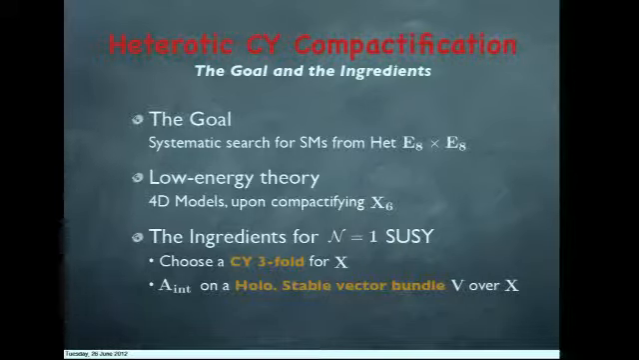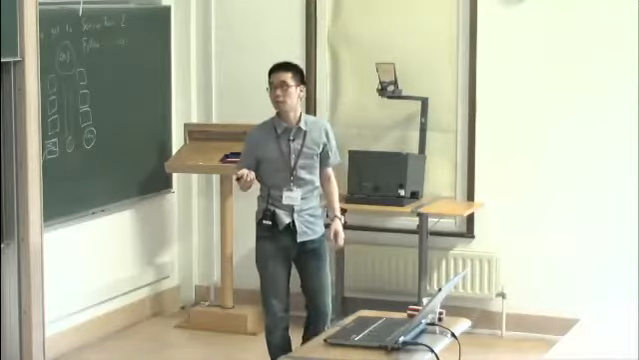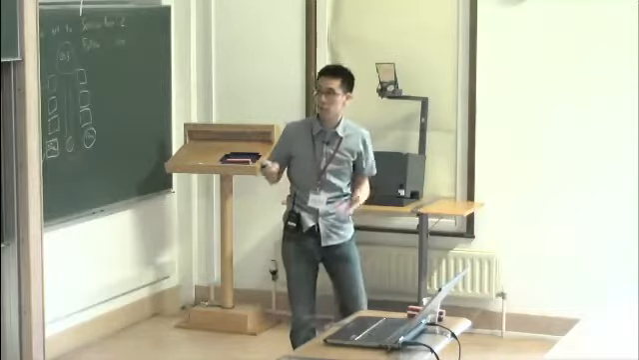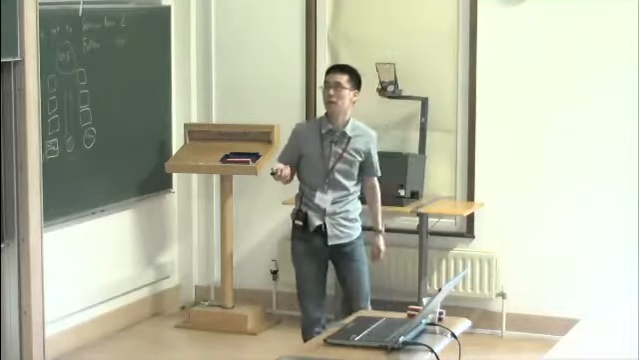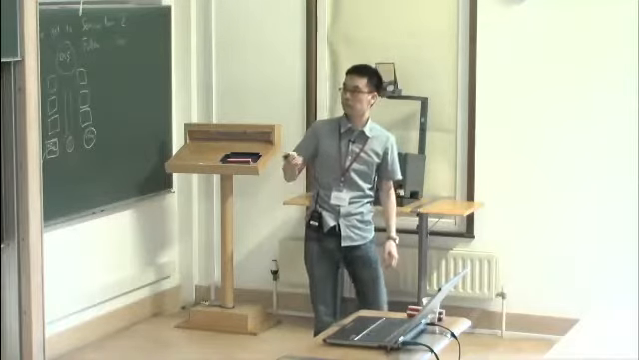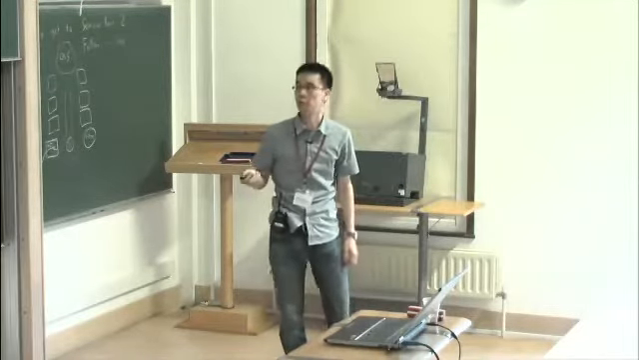So our goal is to search for the standard models coming from heterotic E8 times E8 theory, and to do so in a rather systematic and algorithmic manner. The four-dimensional low-energy theory is obtained from compactifying on an internal six-dimensional manifold X. And in order to preserve N equals 1 supersymmetry, basically two ingredients are required. First of all, we need to choose the internal manifold X to be a Calabi Yau threefold, and we should also turn on some internal gauge field on a holomorphic and stable vector bundle, so that this set of PDEs should be obeyed by the background.